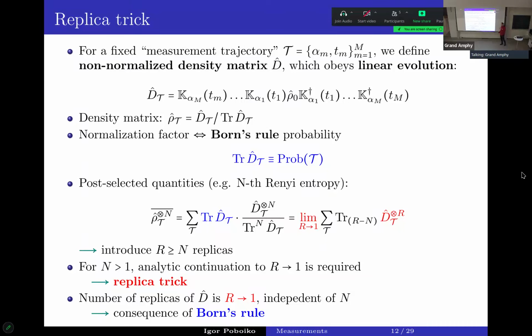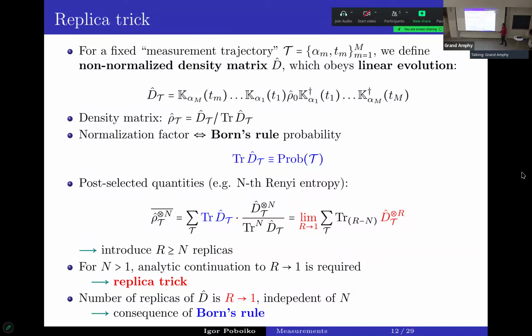So I fixed all the random parts of my protocol, and if I fix them, then I get a well-defined, non-normalized density matrix. Well, the usual density matrix can be obtained by normalization of this non-normalized density matrix. But the thing is that this normalization factor has a very crucial and important property. It exactly coincides with the Born's rule probability of a given quantum trajectory. And this is the most crucial part from which this replica limit R to 1 arises.